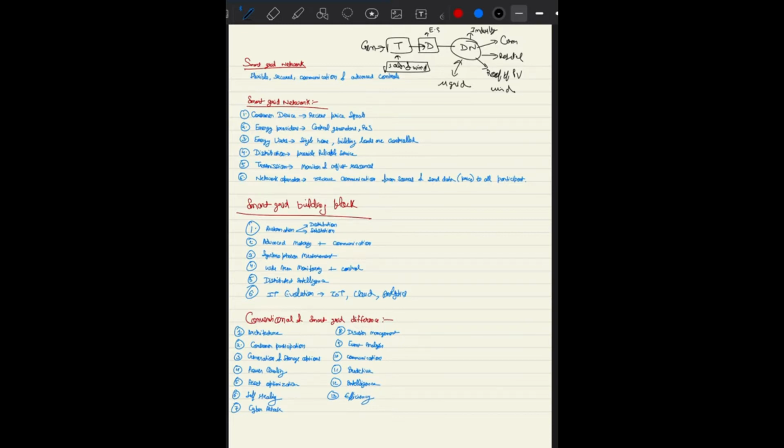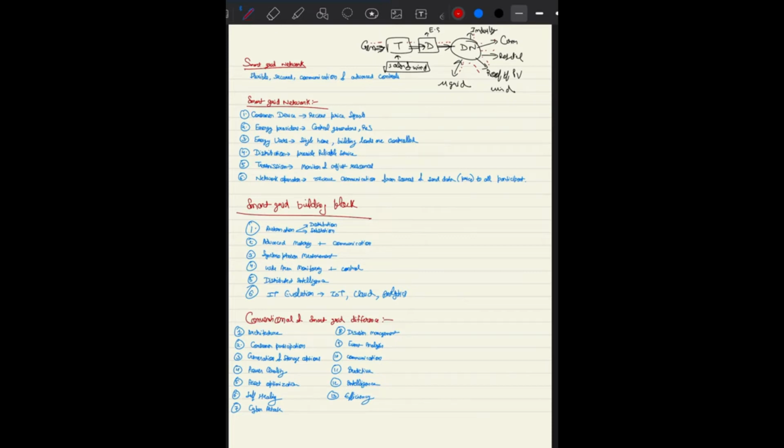This is what has made our smart grid system. Earlier there was only power flow, which is shown by the black arrow. But nowadays ICT is also present, which is shown by the red arrow. Everything is connected to each other with the ICT network.